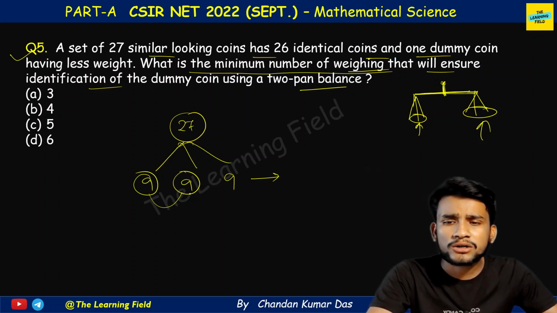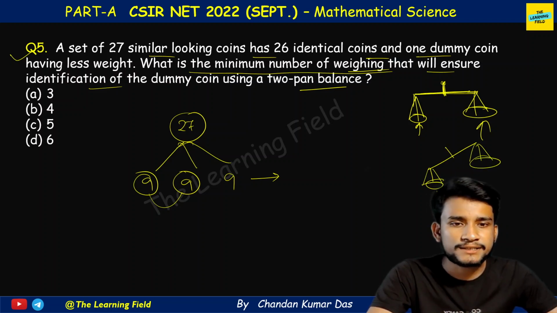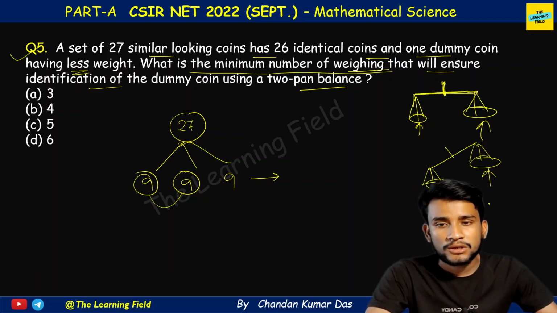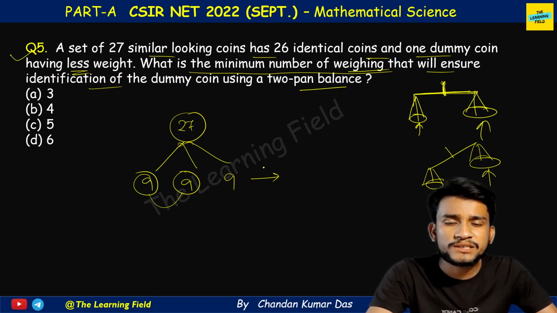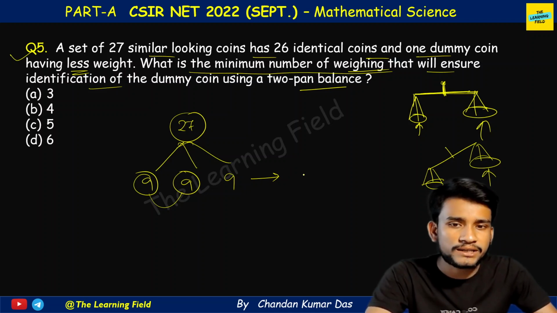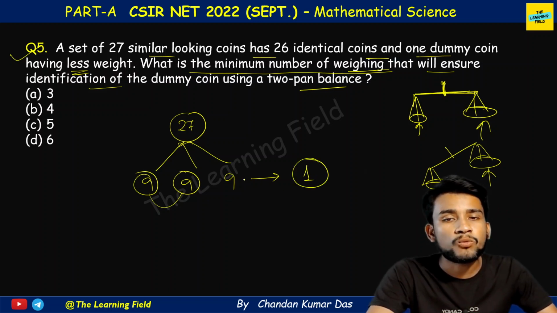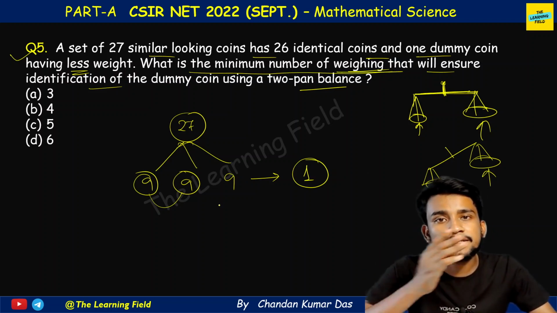Or if the two-pan balance gives a result like this, then we say that this set contains the actual coins and this set of 9 coins contains the dummy one, because the dummy is less in weight. So after just one weighing we can see which of these sets of 9 contains the lighter coin. Therefore this is weighing 1. We have to find the minimum number of weighings. So this is the first weighing, and we discard the 18 remaining coins.